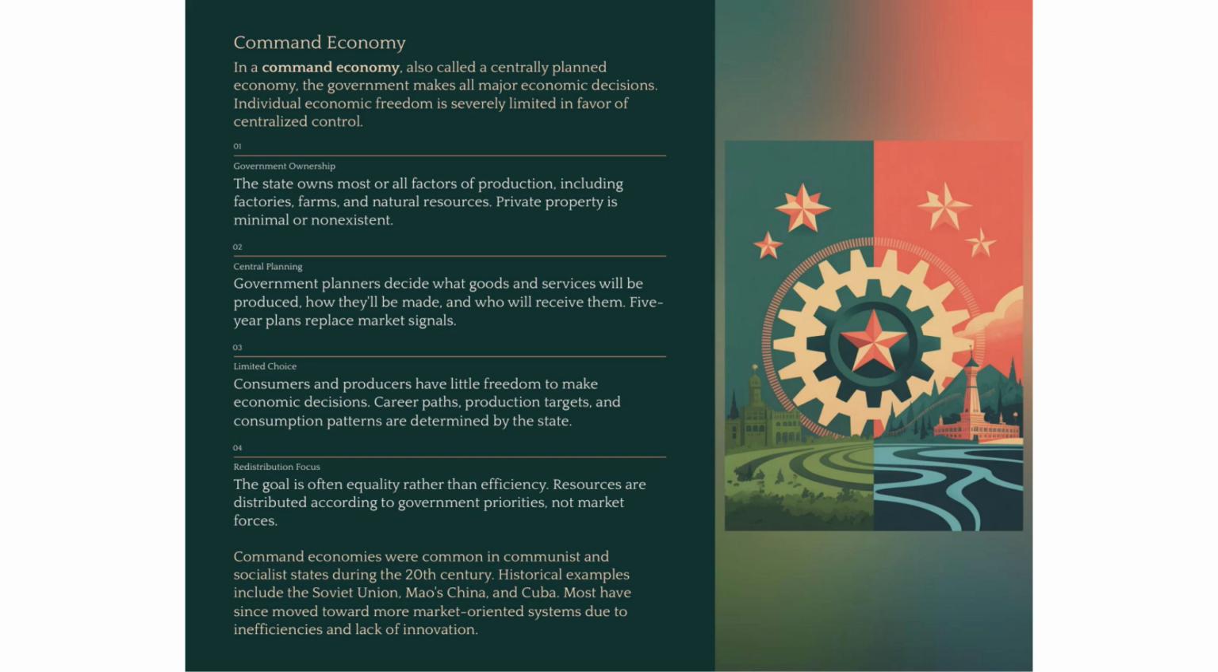At the opposite extreme is a command economy. In this system, the government owns and controls all the factors of production, like factories, farms, and businesses. A central planning committee decides what to produce, how to produce it, and for whom it will be distributed. Individual economic freedom is very limited. Historically, countries like the Soviet Union used this model, and while it promised equality, it often led to shortages and inefficiency because the government couldn't manage every single detail of the massive economy.